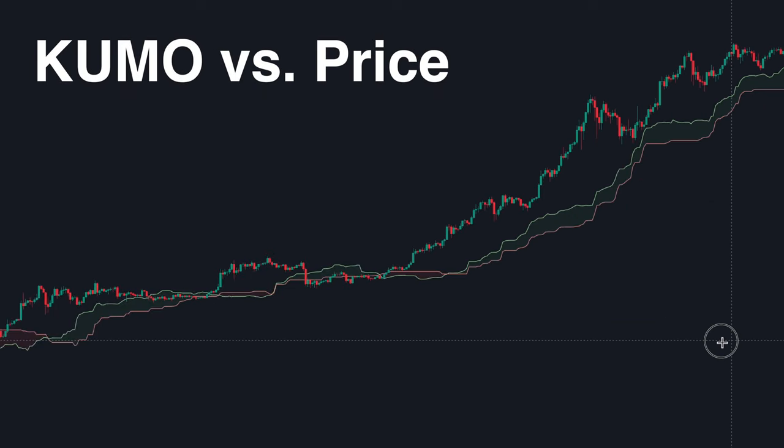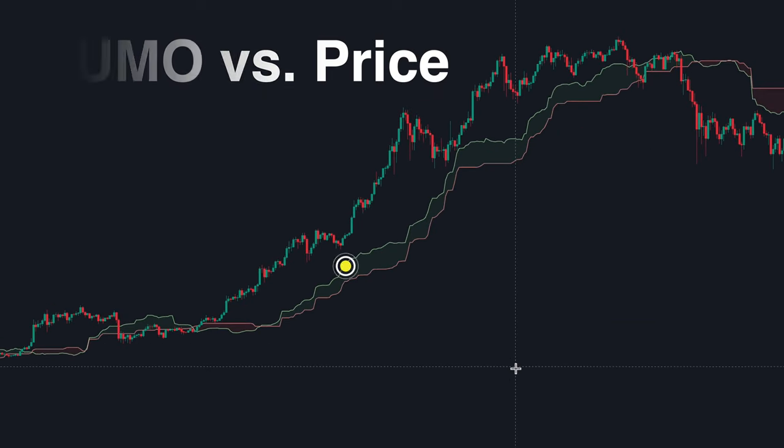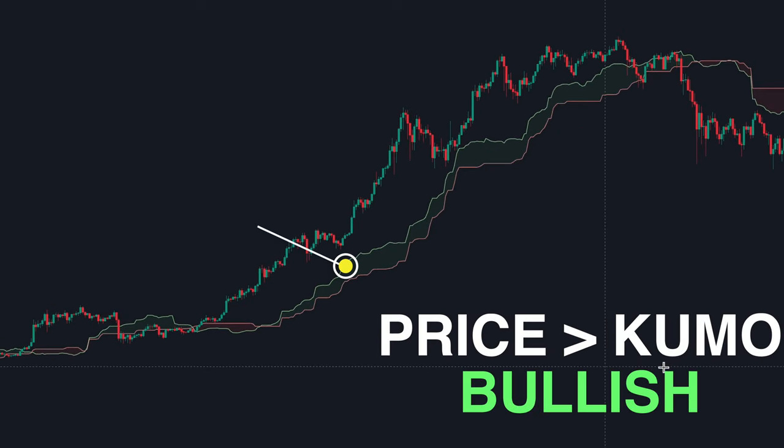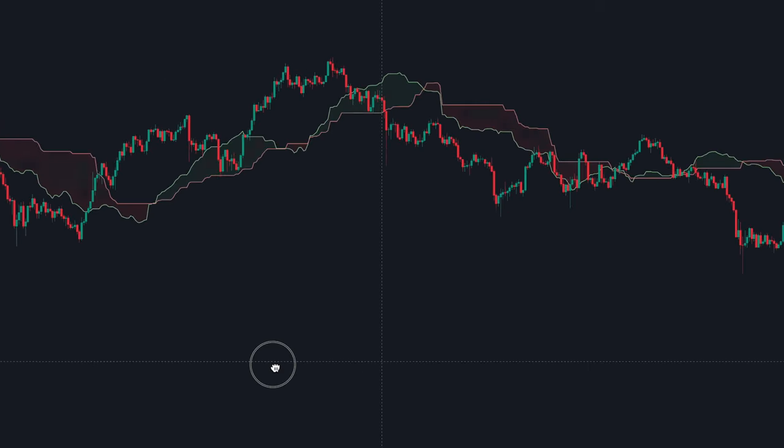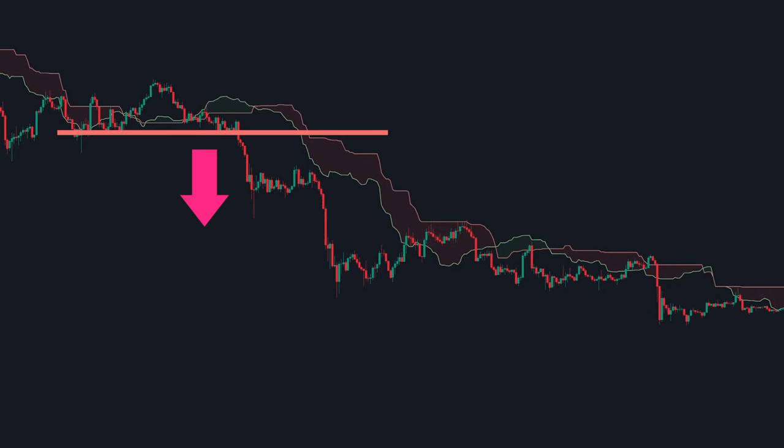Kumo versus price. Here's a golden rule of Ichimoku. If the price is above the Kumo, it's bullish. If it's below, it's bearish. It's a simple way to gauge the overall trend direction. And every trend starts with a breakout, when the price bursts out from the Kumo cloud, either up or down. When the price is stuck within the cloud, there's no clear trend in sight.